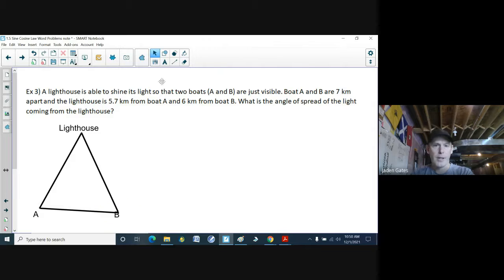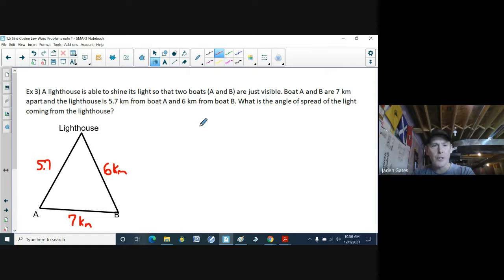All right. Now to label this thing. So let's go back here. Boat A and B are 7 kilometers apart. So there's a 7 there, kilometers. And the lighthouse is 5.7 kilometers from boat A. Okay, 5.7 here. And 6 kilometers from B. That's over here then.